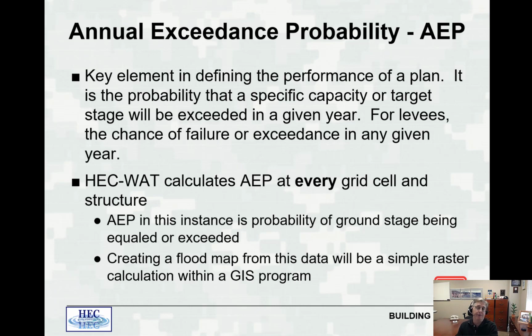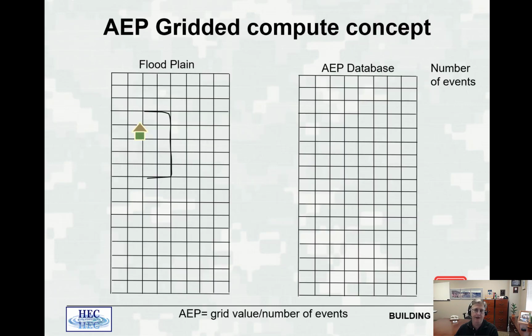As far as your performance indices, first is your annual exceedance probability. We talked about this, but it's the key element in defining the performance of a plan. It is the probability that a specified capacity or target stage will be exceeded in a given year. For levees, the chance of failure or exceedance in a given year is also taken into account. So HEC-WAT calculates annual exceedance probability at every grid cell and structure. The annual exceedance probability in this instance is the probability of the ground stage being equaled or exceeded. And creating a flood map from this data will be a simple raster calculation with a GIS program. So we'll show you that in the next slide.